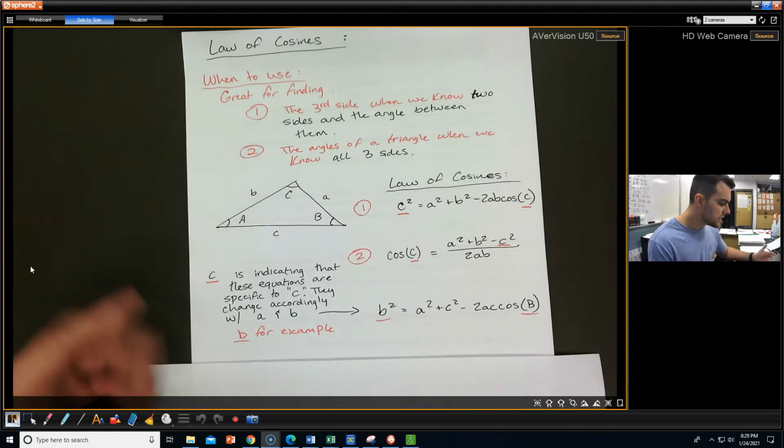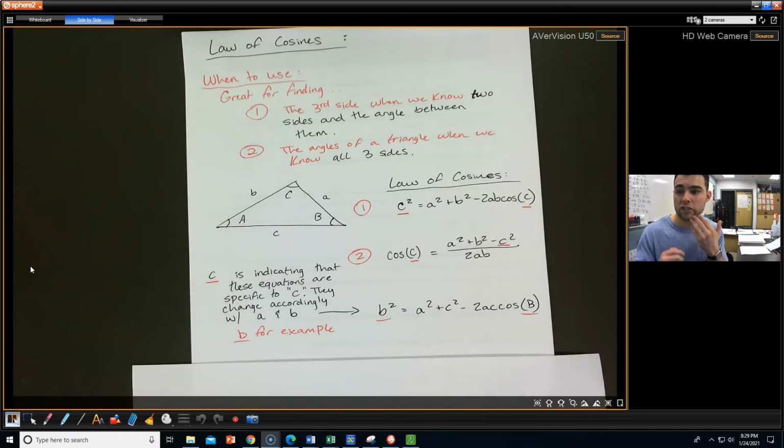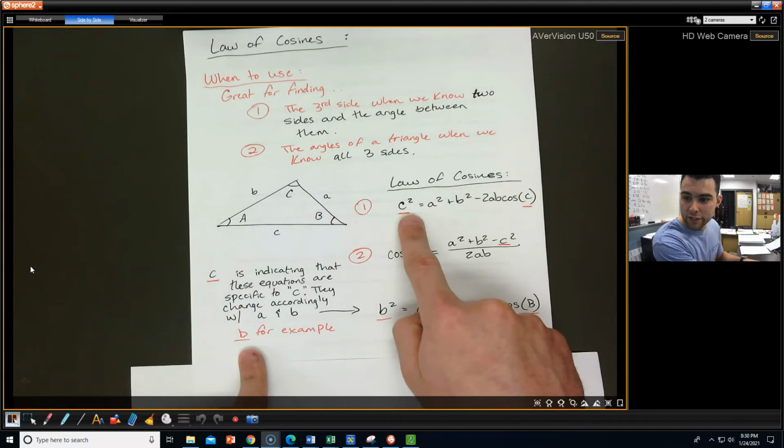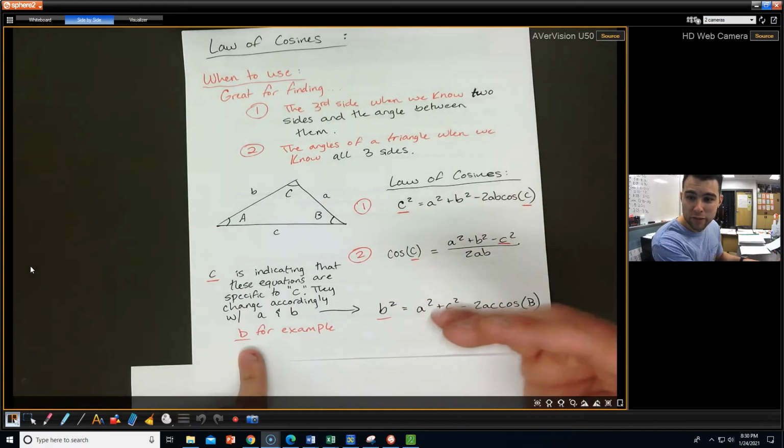Well, the C is indicating that these equations are really just specific to C. We're not always solving for side length C or the angle C. Sometimes you want to do that for A and B. So for example, if I do it with B, I just have to swap this where the C was for B. That's really what I got to do.